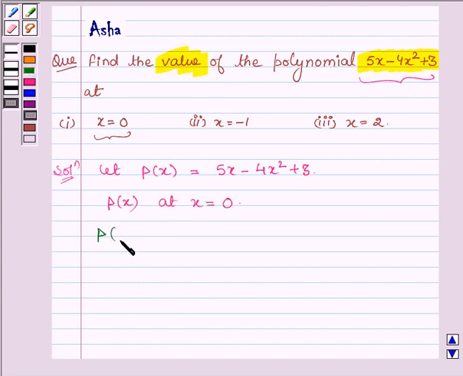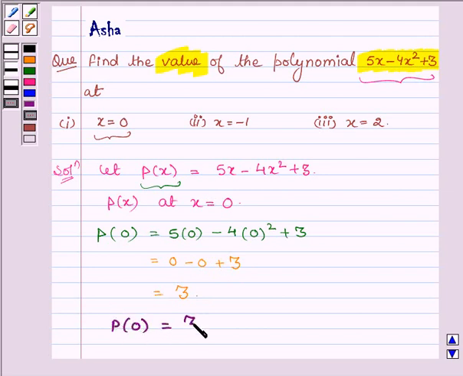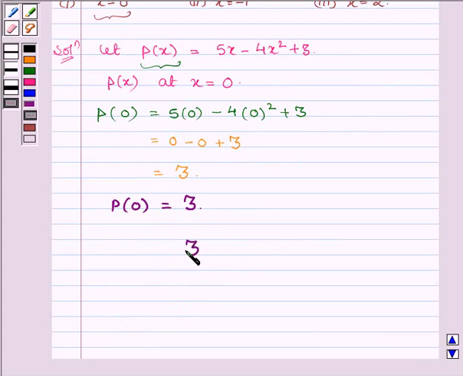So, at x = 0, the value of p(x) will be 5. Now, replacing all the x with 0, 5 into 0 minus 4 into 0 square plus 3. And on multiplying 5 with 0, we get 0. 0 square is 0 and multiplying 4 with 0 again 0, plus 3 gives us 3. And hence, we have p(0) is equal to 3. Therefore, its value is 3 at x is equal to 0. So, this completes the first part.